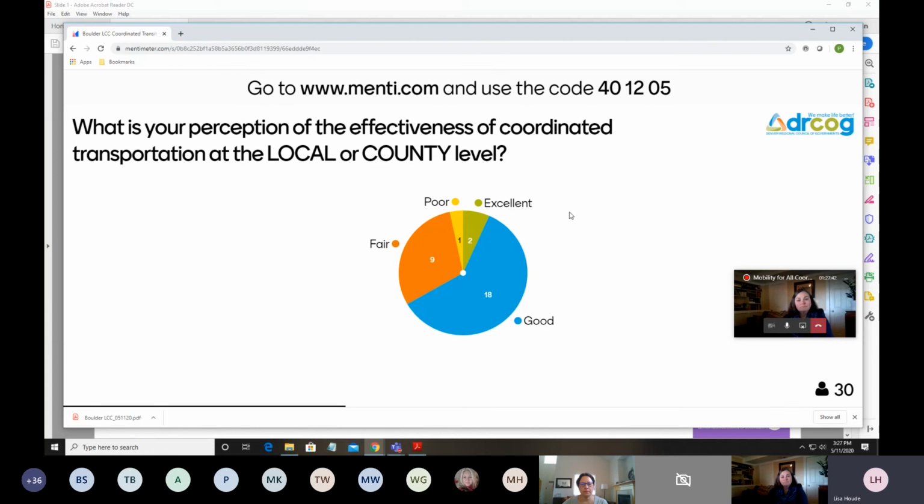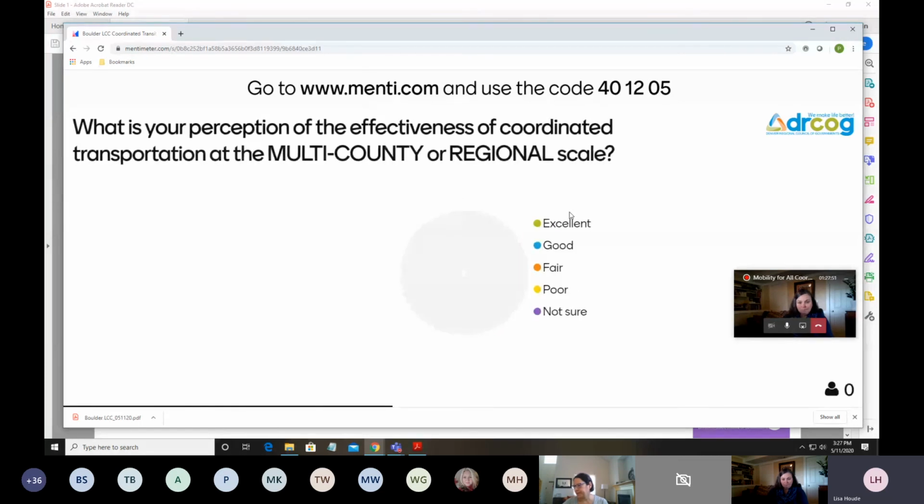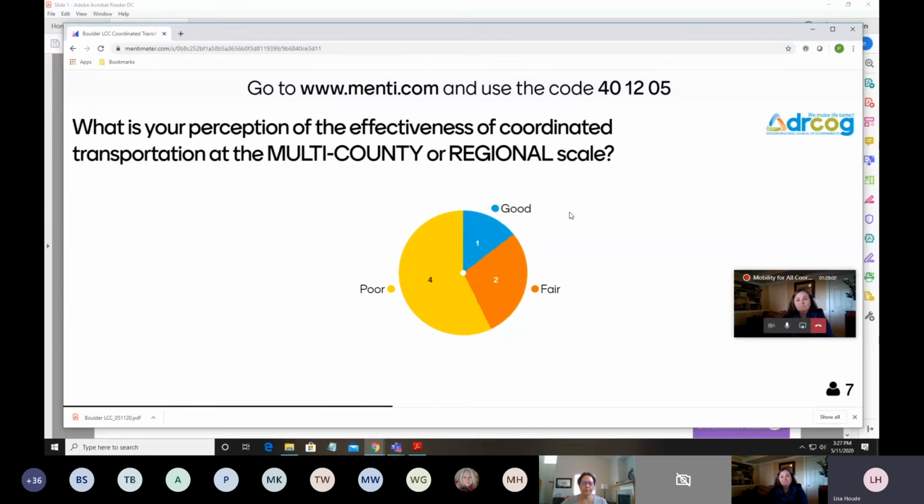All right, pretty good. 18 for good, 2 for excellent, 9 fair, 1 poor. And then similar question, but different level. What is your perception of the effectiveness of coordinated transportation at the multi-county or regional scale? All right, looking pretty different than the local version of that. Mostly fair, a few good, a few poor, a few not sure.